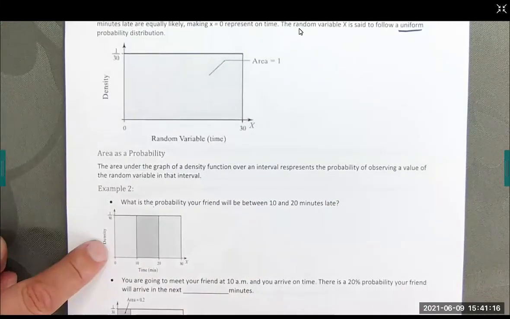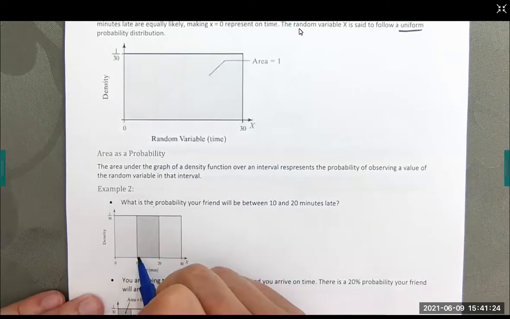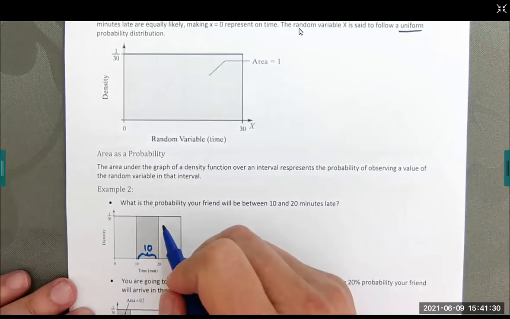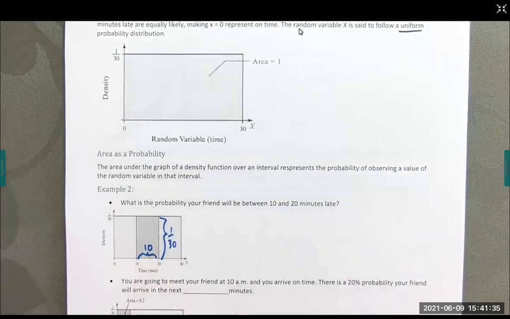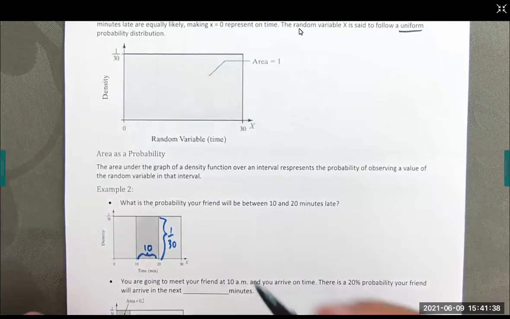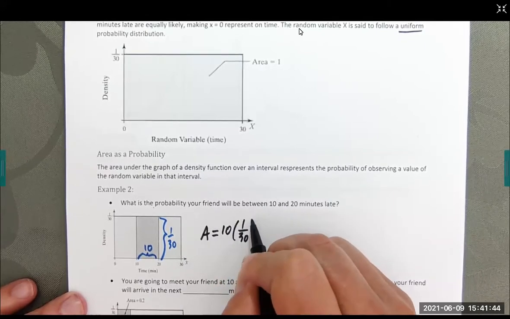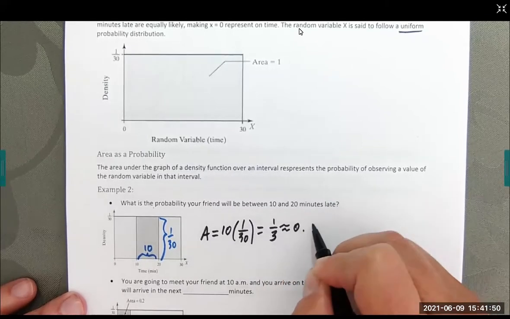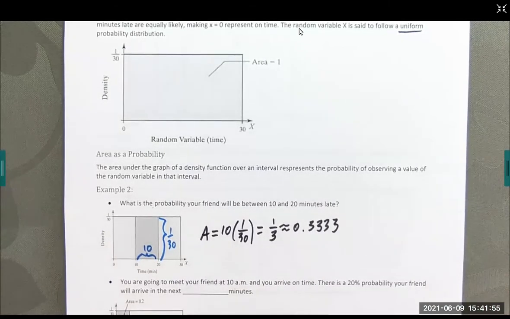So we're going to use the same idea here. It says, what is the probability your friend will be between 10 and 20 minutes late? I want to point out that the distance here is 10 minutes. The height is still 1 over 30. This means that the area is 10 times 1 over 30, or 1/3, which is of course about 0.333. With the probabilities, we often go to 4 decimal places.